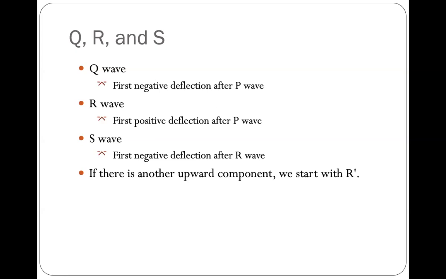So within a QRS complex, it's kind of easy. In a QRS complex, if the first deflection is negative, then it's a Q wave. All other positive deflections are R waves, and all other negative deflections other than the Q wave are S waves.